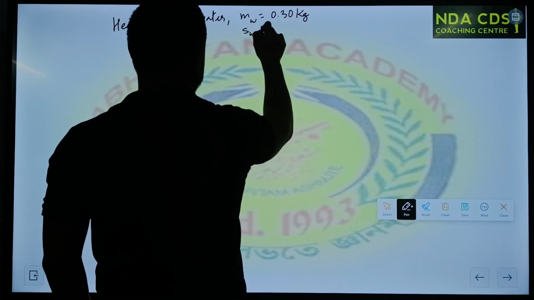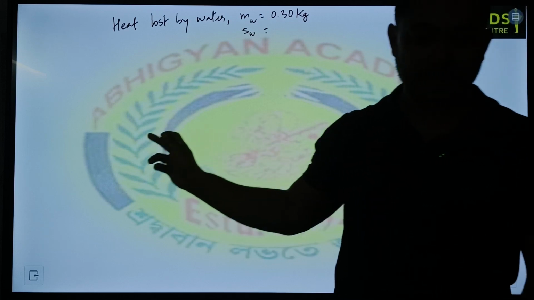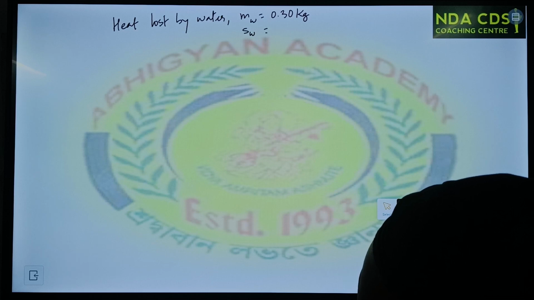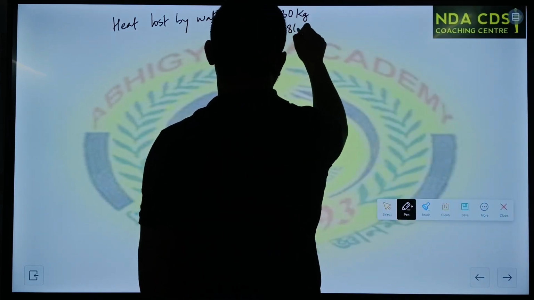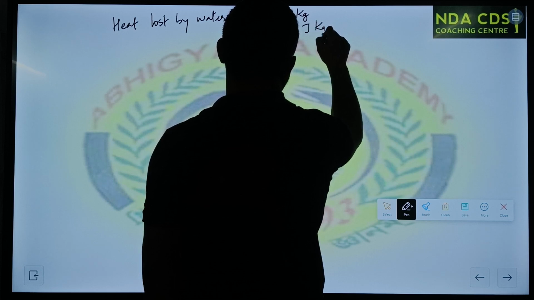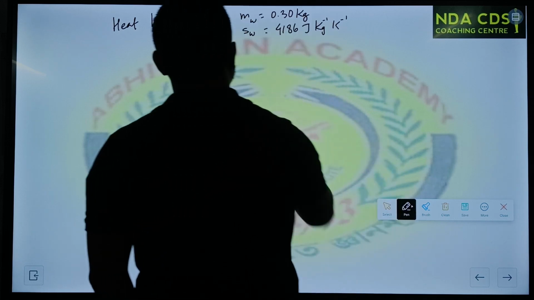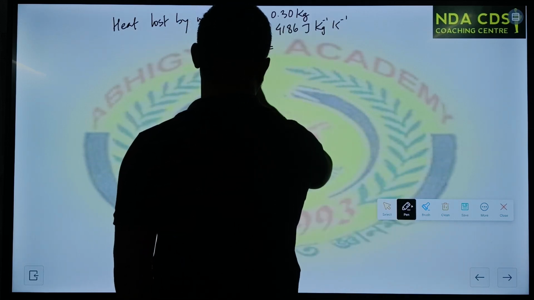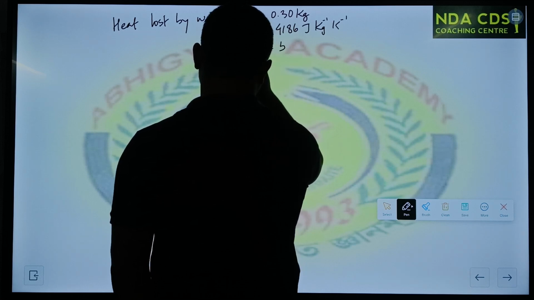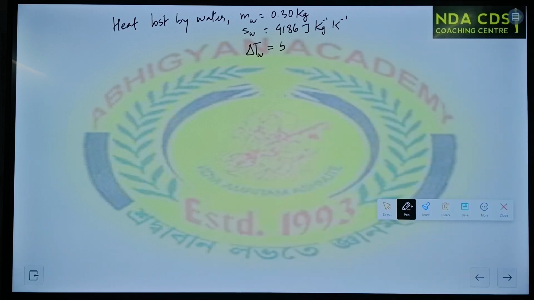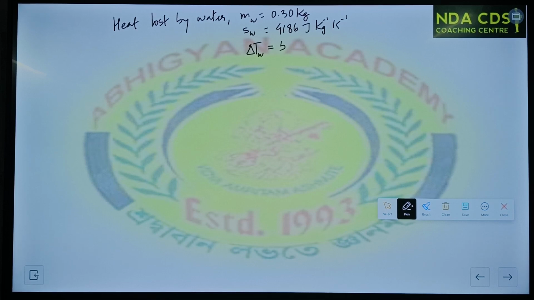What is the specific heat of water? Oh, यहाँ पे लिखा था ना. 4186 joule per kilo per Kelvin. Change in temperature will be delta T for water, 50 minus 6.7. But one is Celsius, one is Kelvin. Transform it. Celsius to Kelvin, you know the transform formula.